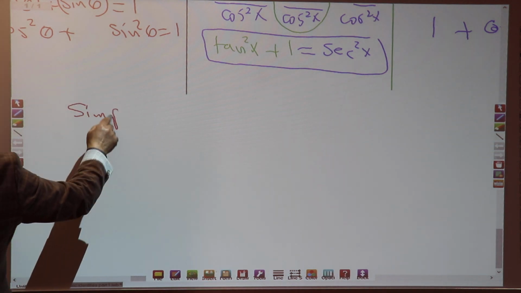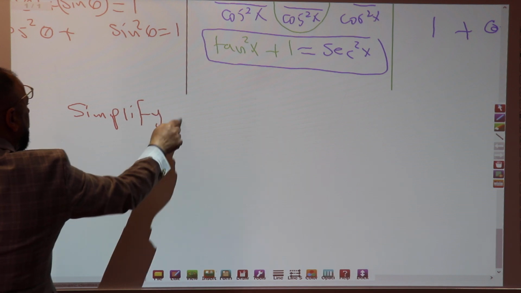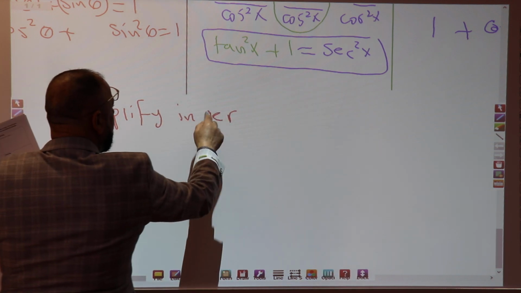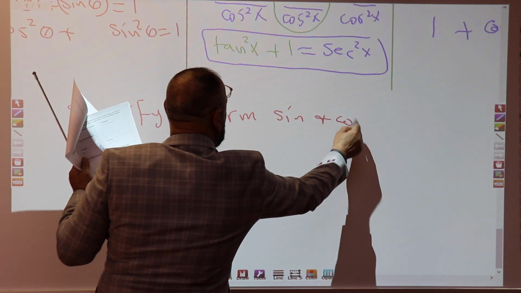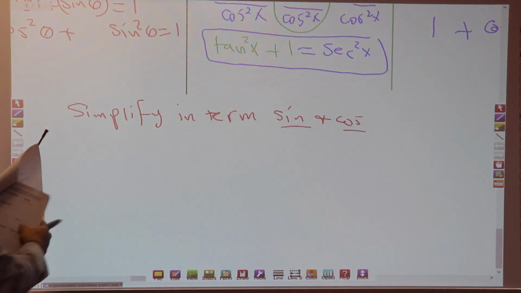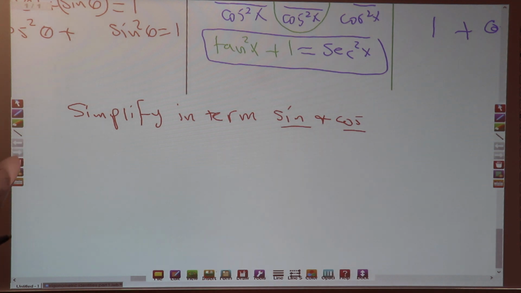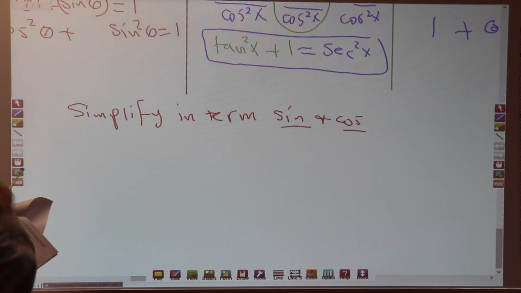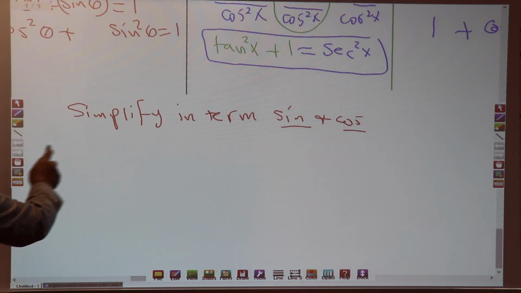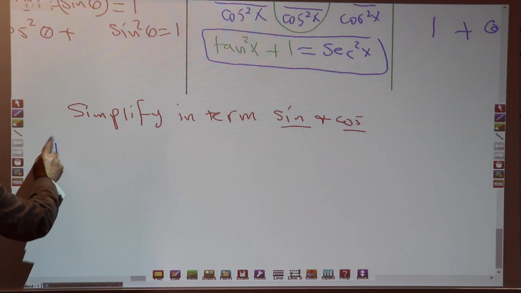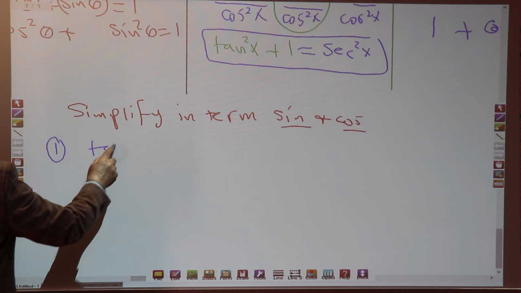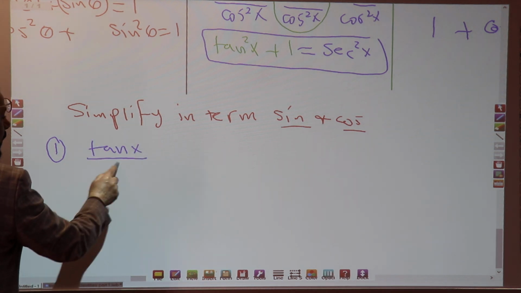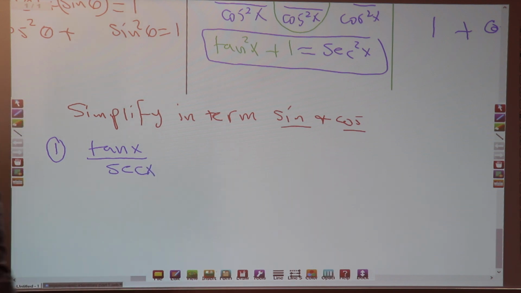Simplify in terms of sine and cosine. Now, because this is my actual function, my original function. The first one, number one, is tan x over secant x. Tan x over what? Secant x.